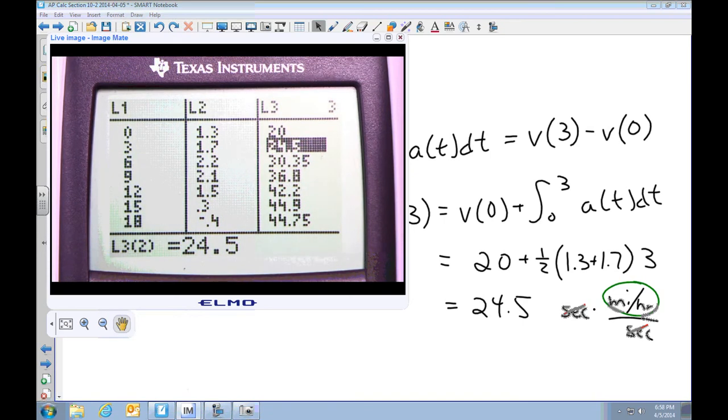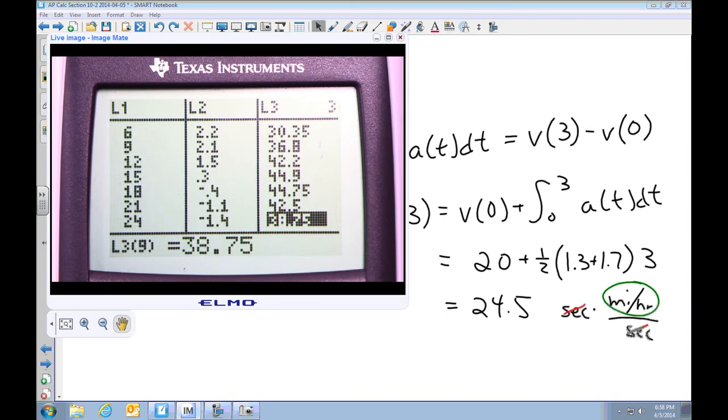And if we run through these numbers here, you can see we continue to accelerate. Our velocity is getting greater and greater. That corresponds to our positive acceleration, by the way. And it accelerates all the way up to 44.9. And all of a sudden, when our acceleration becomes negative, we start decreasing in velocity, and we end up with 38.75. So there is the velocity at each 3-second interval. Okay, so our trapezoidal method basically gives us those calculations.